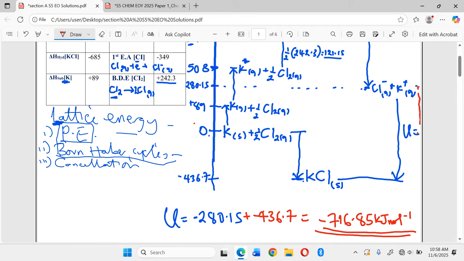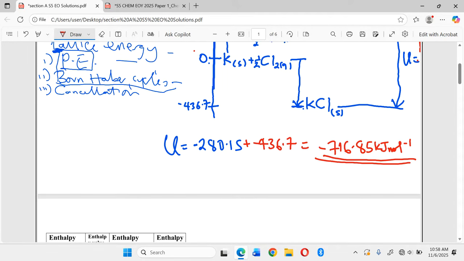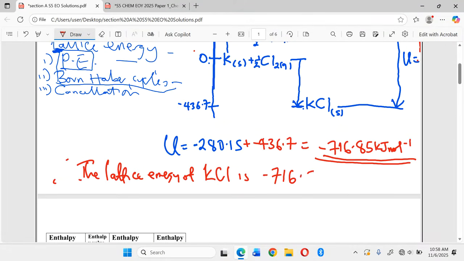So the lattice energy of potassium chloride. So you can conclude and say, therefore, the lattice energy of potassium chloride is negative 716.85 kilojoule per mole, and you pass.